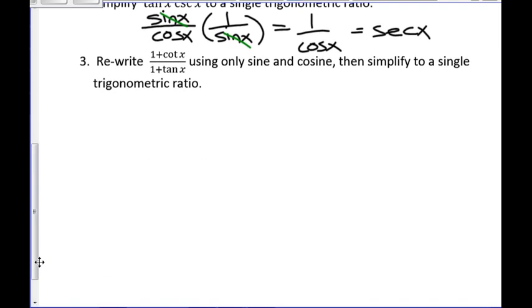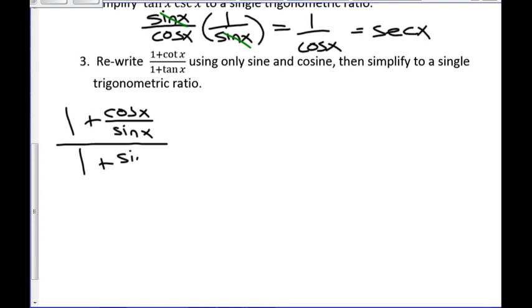Number 3, rewrite 1 plus cotangent x over 1 plus tan x using only sine and cosine. Well, I'll just do that much first. So this would be 1 plus cosine over sine, all over 1 plus sine over cosine.